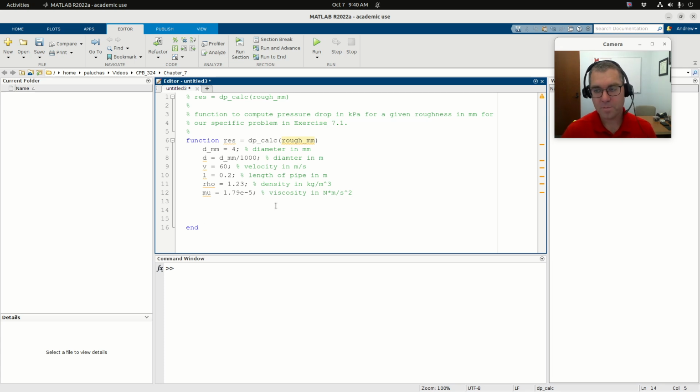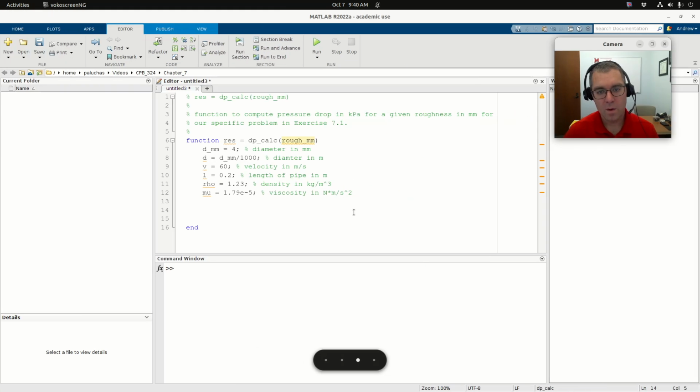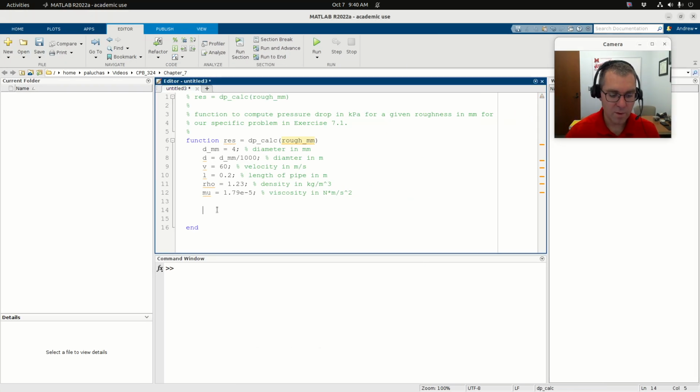All right, great. And so what I'm going to do next is calculate my relative roughness, since I know I'll need that here, and my Reynolds number. I'm going to start by computing relative roughness. Let me call that ED. My relative roughness is going to be my roughness in millimeters divided by my diameter in millimeters, so that it's dimensionless.